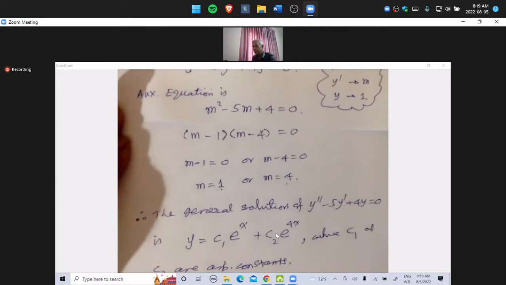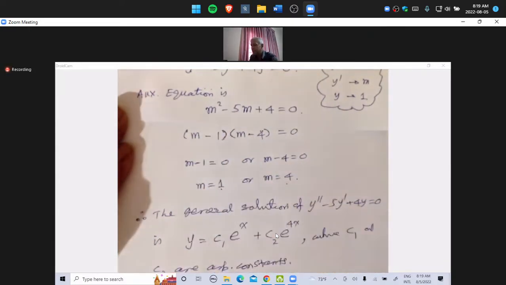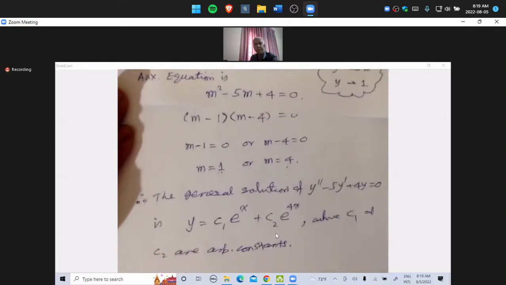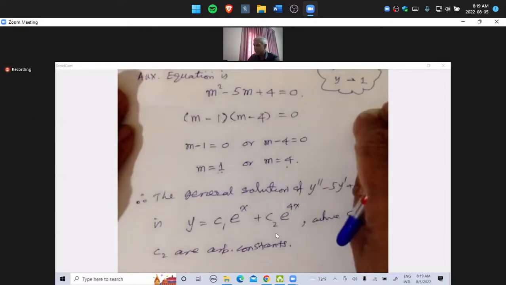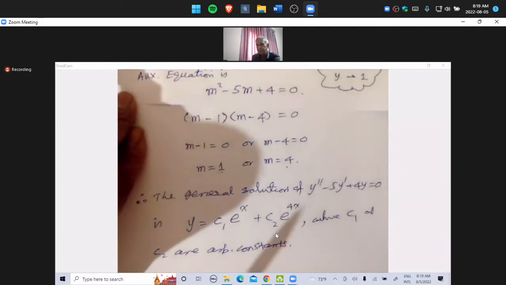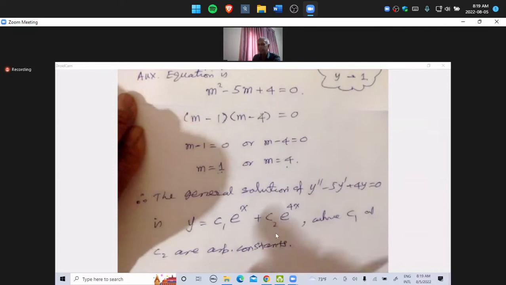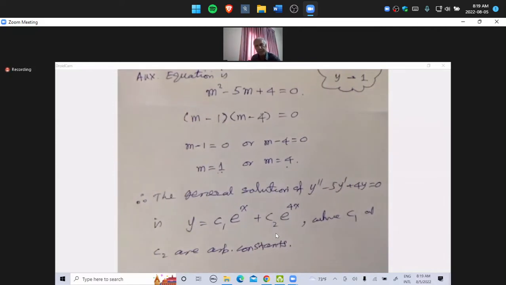Okay. Now let me do another problem where this auxiliary equation does not factor, but has two distinct real roots. You know, when you have a quadratic equation, if the discriminant, that is b squared minus 4ac, is positive, the equation has two distinct real roots. If the discriminant is 0, it has equal roots, coincident roots. If the discriminant is negative, it has complex roots. So we are in the first case.